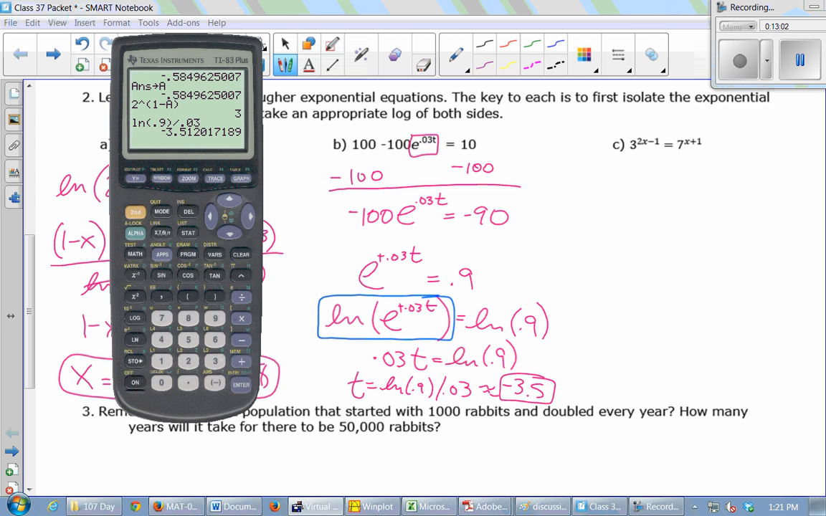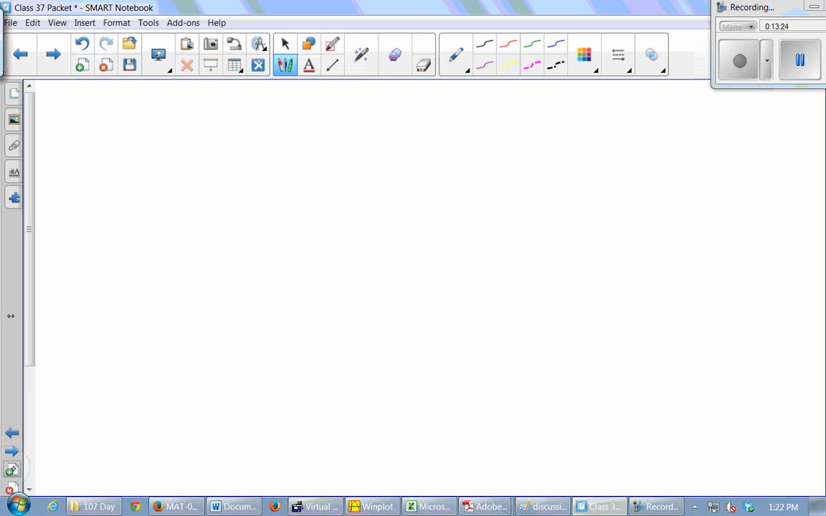Yeah, the base of ln is e. If it was 3 ln of e to the 0.03t, like that? Yeah, it would still be the same. This would be 3 times the ln of e to 0.03t is 0.03t.